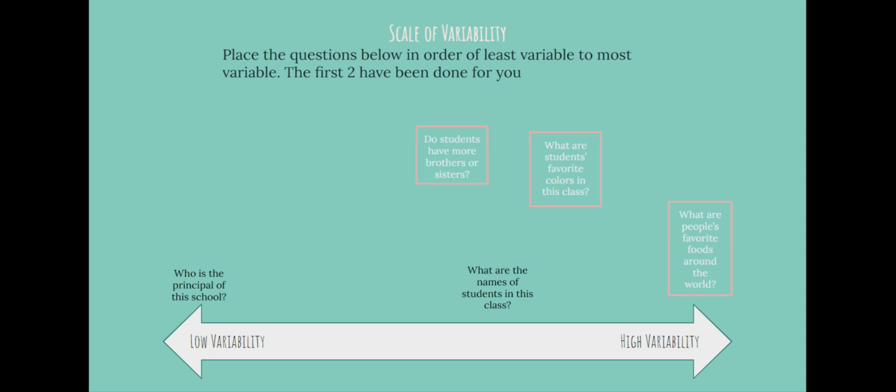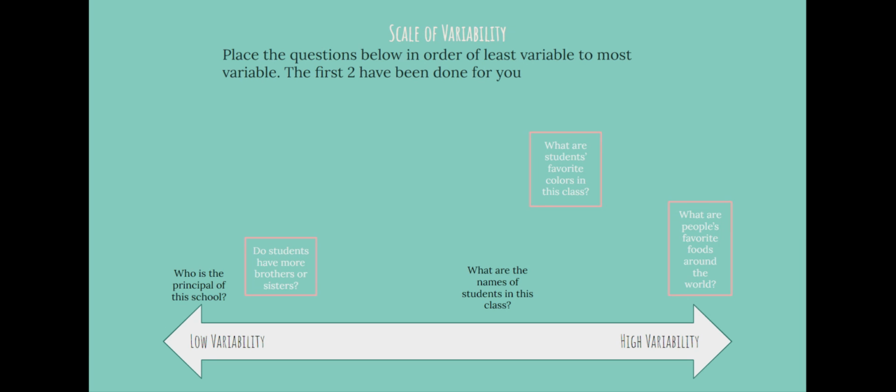Now let's look at this next one. Do students have more brothers or sisters? Is that going to be high variability or low variability? Take a second, put your finger on the screen where you think it's going to end up. And that is going to be low variability.